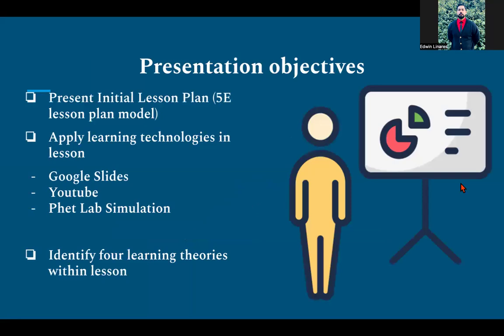Throughout this presentation, you will notice that there are three main objectives that will be outlined. The first one will be to present the initial lesson plan using the 5E lesson plan model. The second objective would be to apply the learning technologies in the lesson. Those learning technologies will be Google Slides, YouTube, and also PhET simulations. The third objective here would be to identify four learning theories within the lesson in order to improve the quality of the lesson.